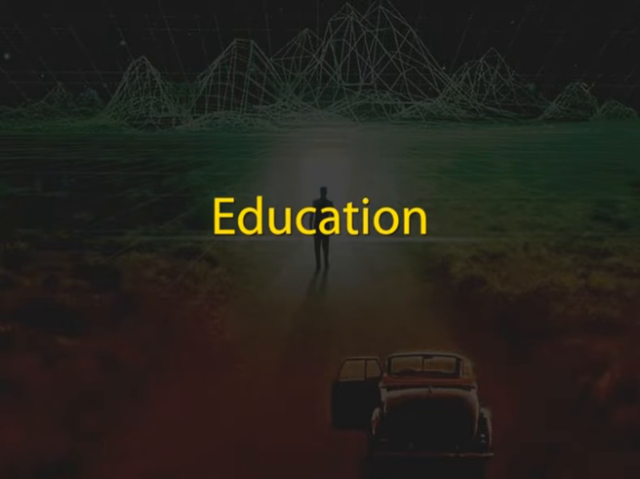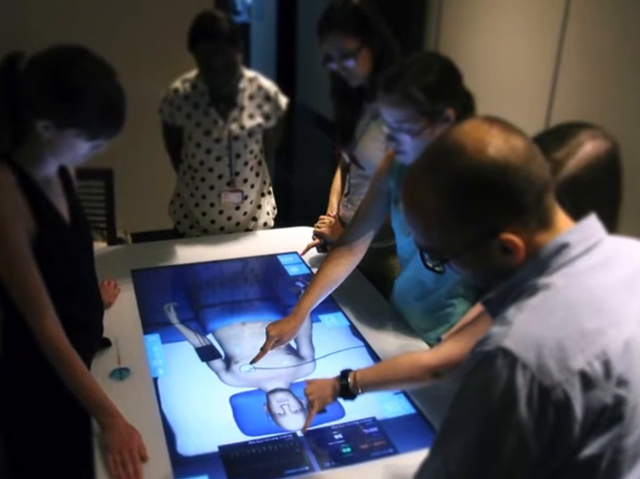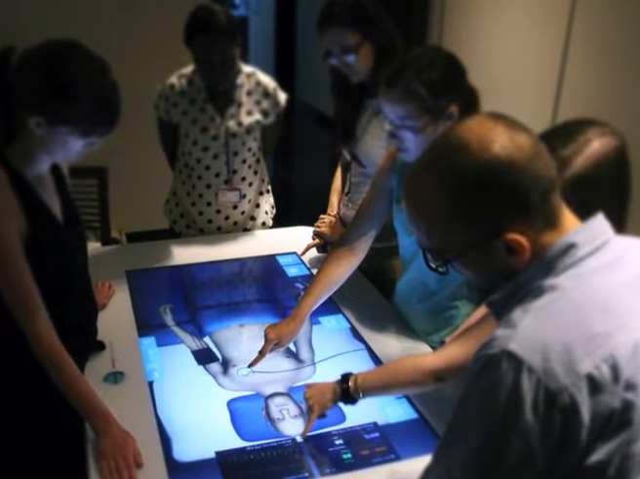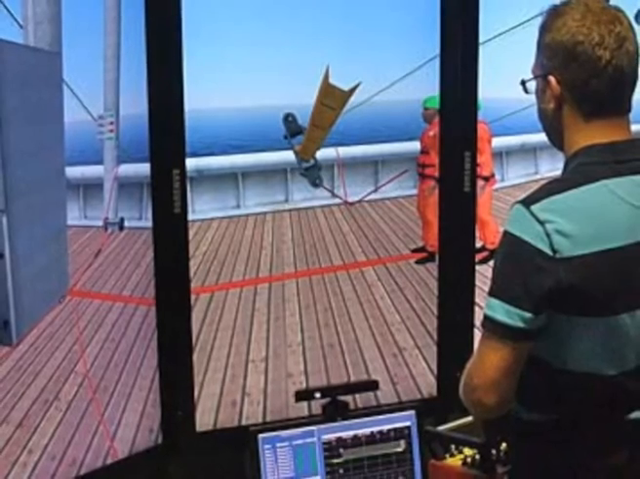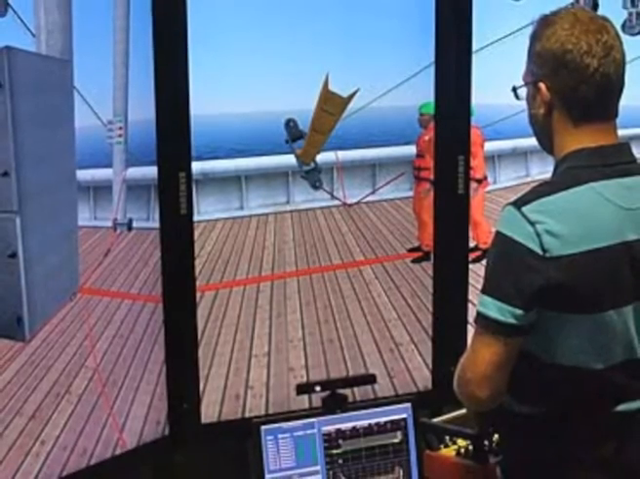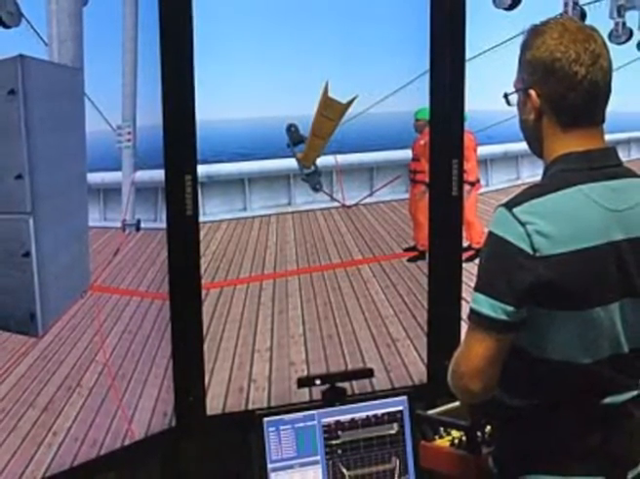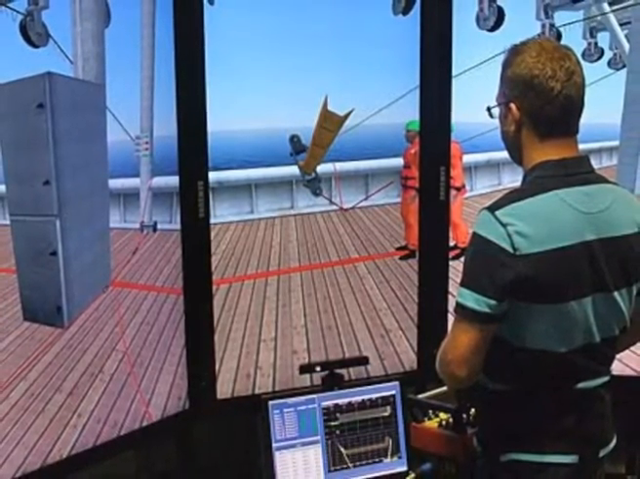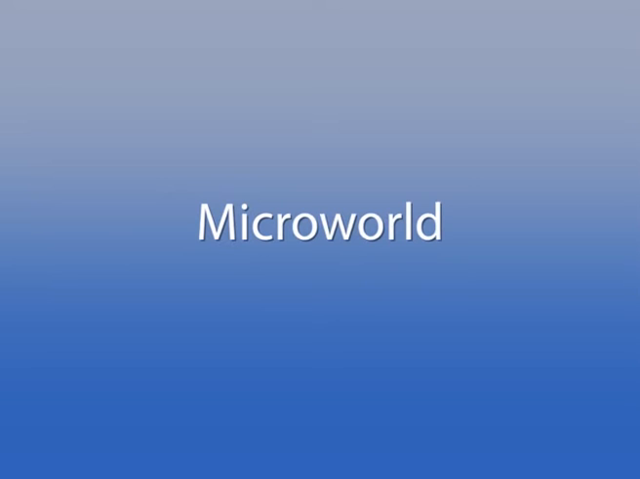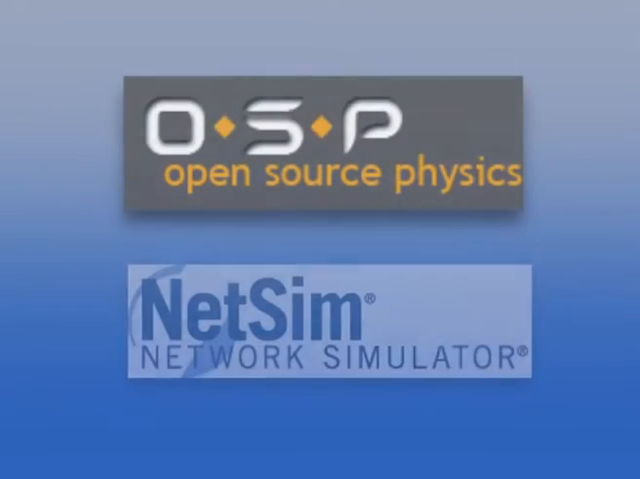Education simulations can provide tools for teachers to demonstrate and explain the behavior of complex and dynamic systems. Students can use models to conduct experimentation, to create and test hypotheses, and construct their own understanding of a system. The term microworld is used to refer to educational simulations. The projects for simulation in education are Open Source Physics and NetSim. There are several examples of education simulator.